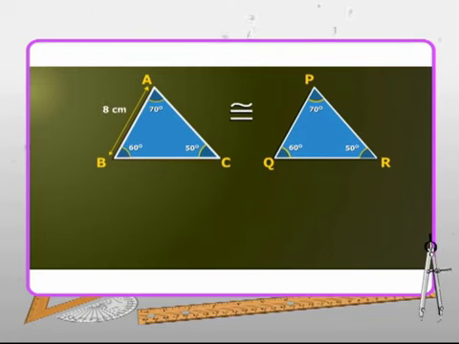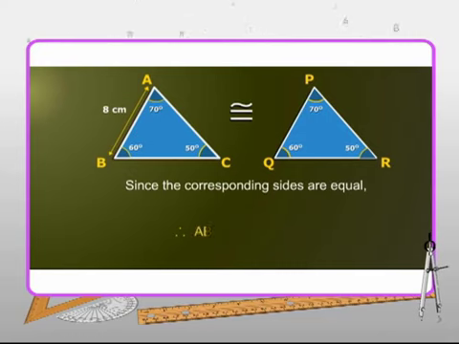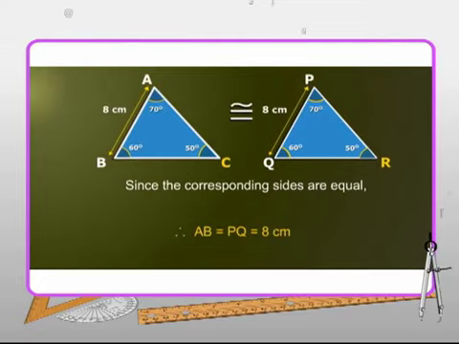Now we know that the corresponding sides are equal. Therefore, side AB is equal to side PQ, which is equal to 8 centimeters.